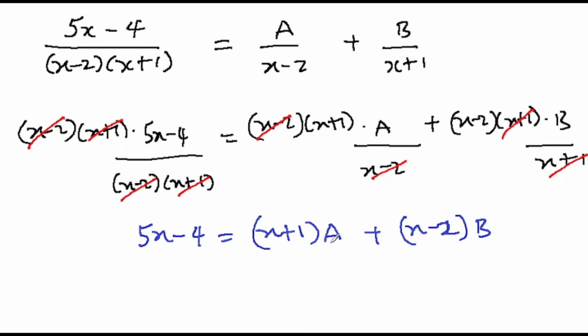Okay, now let's look for A. If we're going to find A, we will eradicate B. And for us to eradicate B, what's the coefficient of B? The coefficient of B is x minus 2. So equate that to 0.